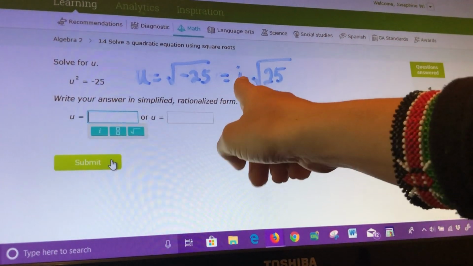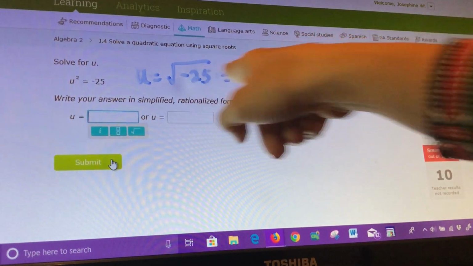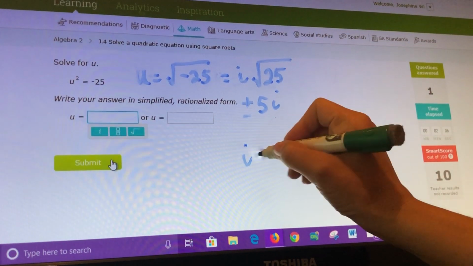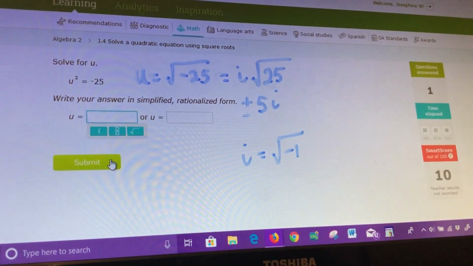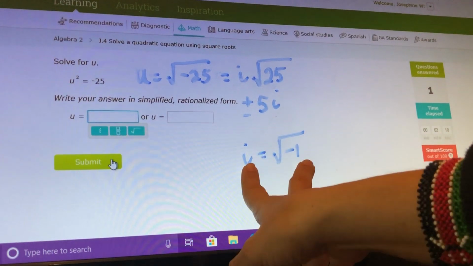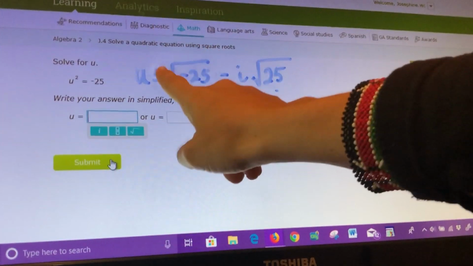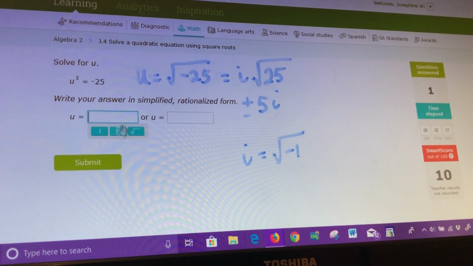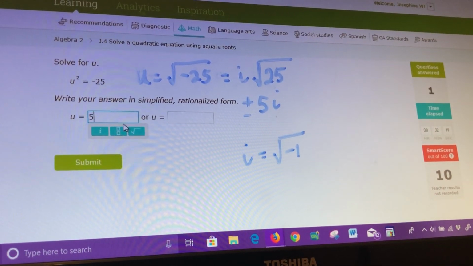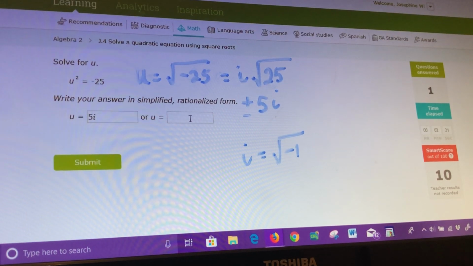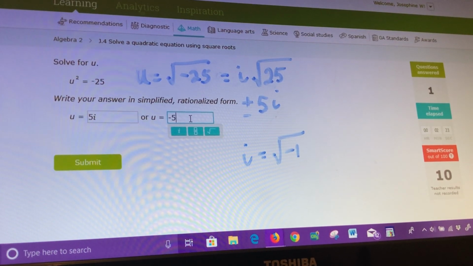So the big thing to remember is that i is really equal to the square root of negative 1. That's what that is, and that's going to come in later. But for now, you just need to know to get rid of this negative, you put an i outside, and that's going to take care of it. So plus or minus 5i. So one is positive 5i and one is negative 5i.